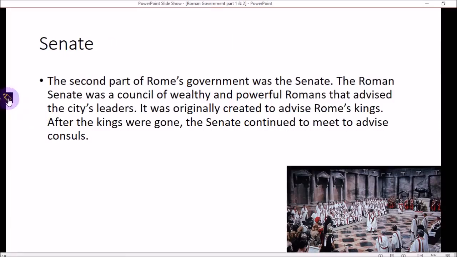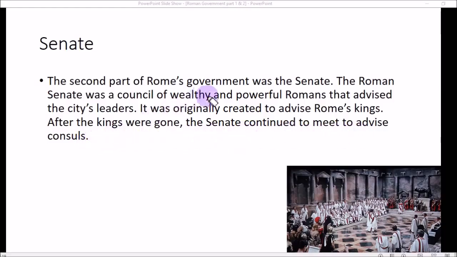All right, let's talk about the Senate now. The second part of Rome's government was the Senate. The Roman Senate was a council of wealthy and powerful Romans that advised the city's leaders. It was originally created to advise Rome's kings. After the kings were gone, the Senate continued to meet to advise consuls.